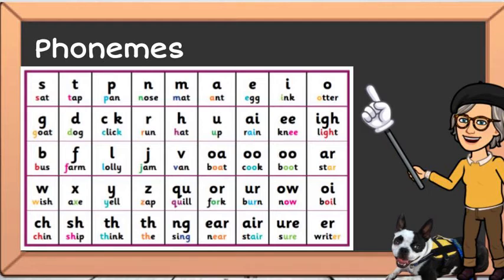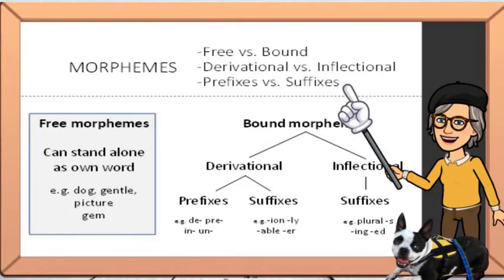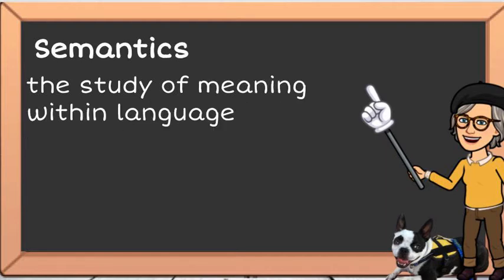Then we've got morphology. Morphology is the study of the form or structure of words within a language and how words are formed. A morpheme is each individual unit of meaning. Morphemes can be individual words. And then we have syntax. Syntax is the study of the grammatical structure and rules used for combining words, phrases, and clauses into sentences.